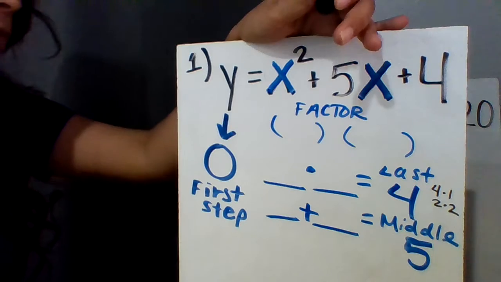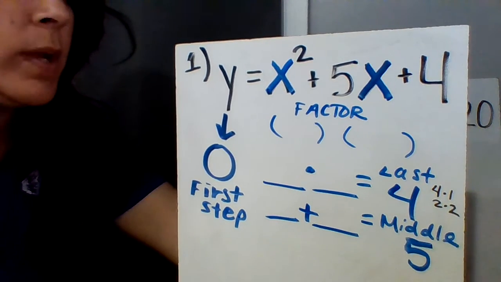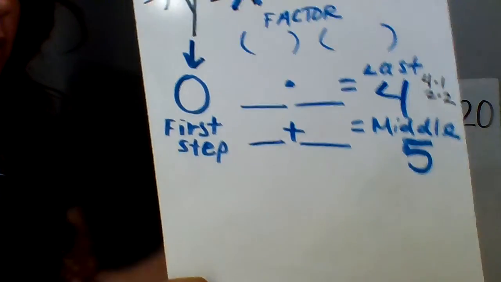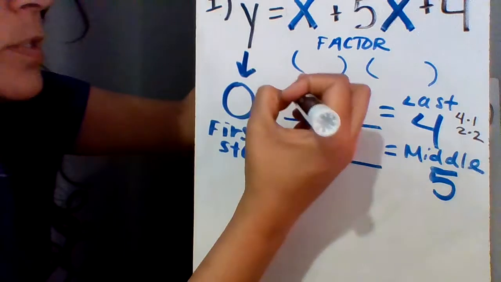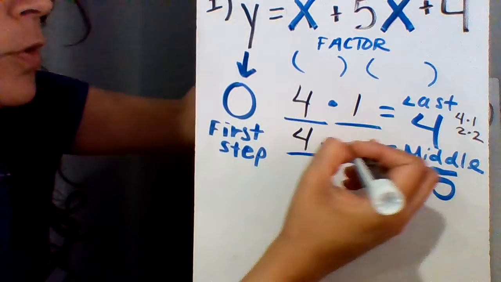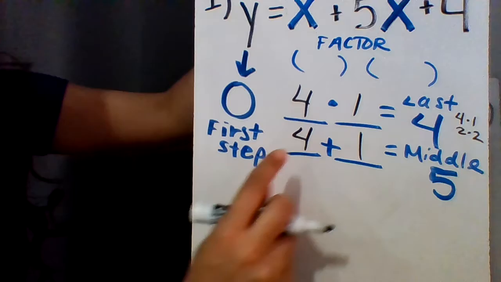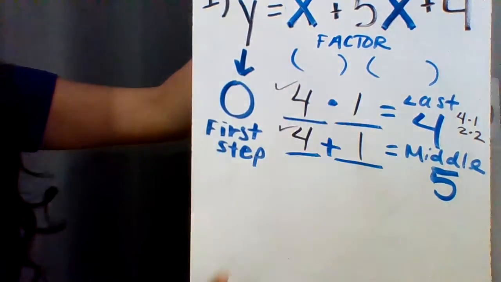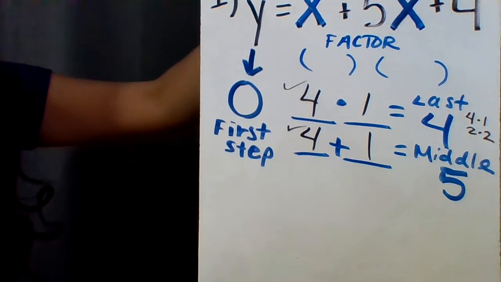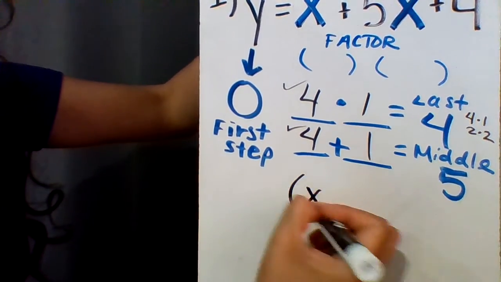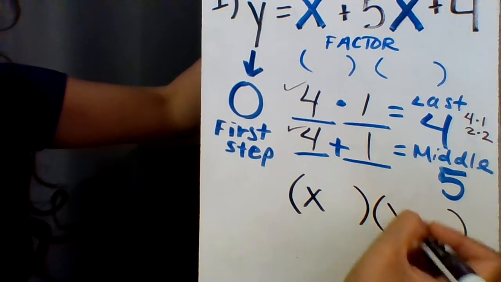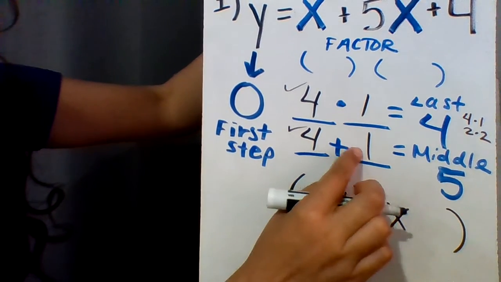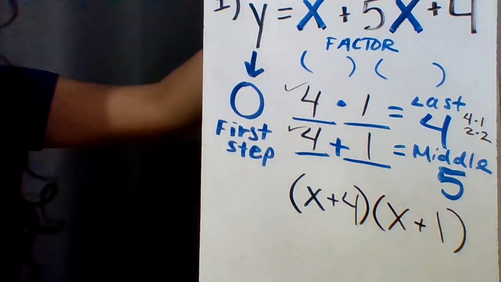We got 4 times 1, and then we got 2 times 2. Of those partnerships, which ones can give you 5 as your answer when you add them up? And so if you look at these, the only ones that can give you 5 would be the 4 times 1. Because if you add up the 4 and the 1, you get 5. Okay, so we're going to go ahead and fill that in there. So it has to be 4 and 1. You put it on the top and you put it on the bottom. And it works. 4 plus 1 equals 5. And 4 times 1 equals 4. So your answer, you're going to put it in parentheses. It's going to be x, and then the things that worked. So positive 4 worked and positive 1 worked.